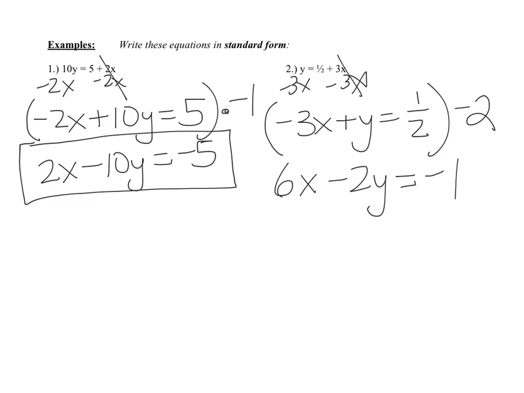And then double check. Do I have a number that needs to get divided out? 6, 2, and 1? Nope. So I'm good. That is standard form. ax plus by equals c. All right, let's move on to the next one.